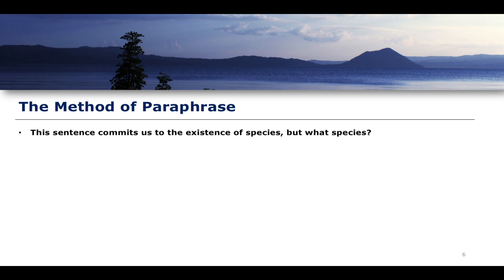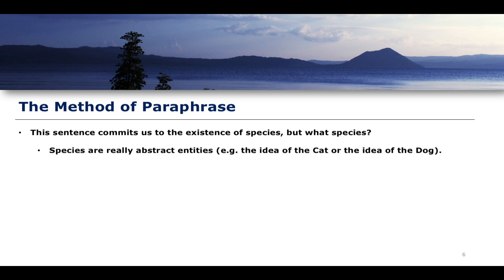But then the question that is begged is, well, it commits us to the existence of zoological species, but which zoological species? How do we then go further? Well, the problem we have now is that the idea of zoological species, the taxonomy of species and the taxonomy of the animal kingdom, for example, is fundamentally an abstract concept.